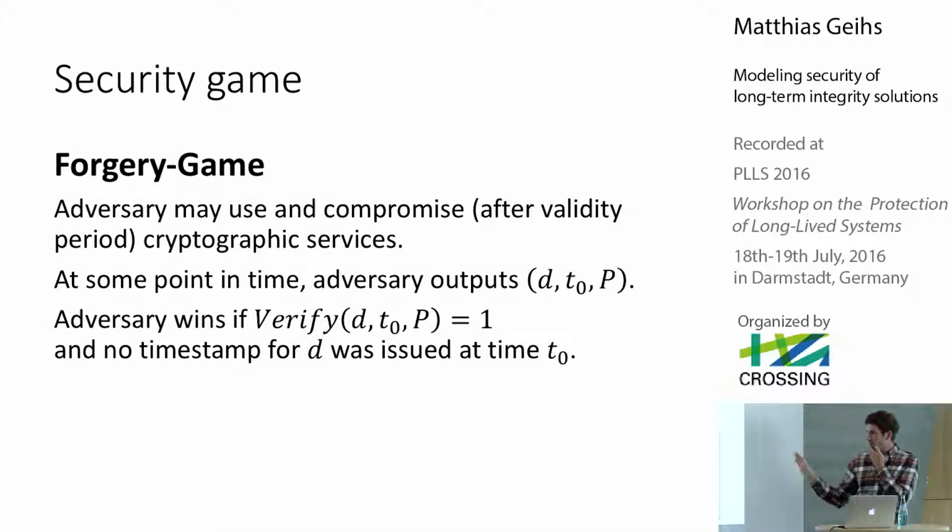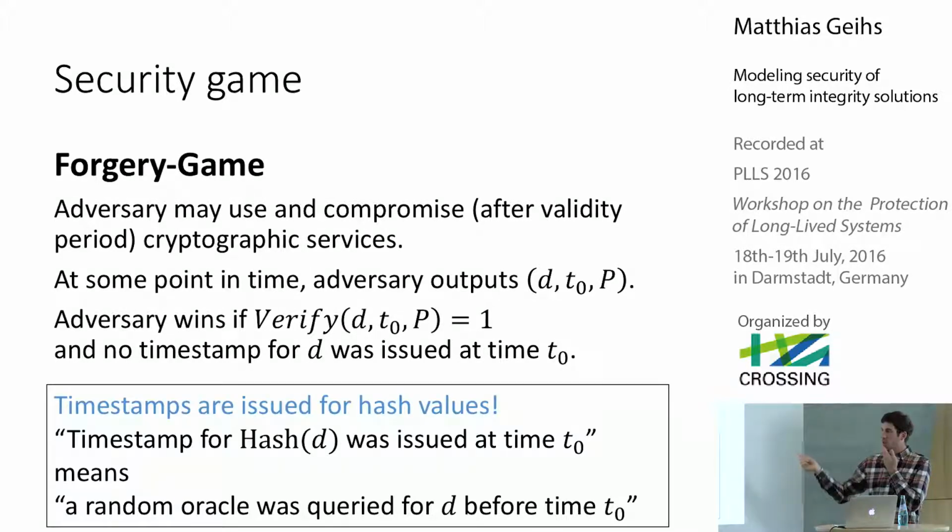And the technical point that I want to mention is, in the protocols that are specified, timestamps are issued on hash values. So we cannot really say a timestamp was issued for D, but we must say a timestamp was issued for the hash value. And because we use random oracles, we can say a random oracle query for D was done before time t0. So this is what is actually formally done in the model.